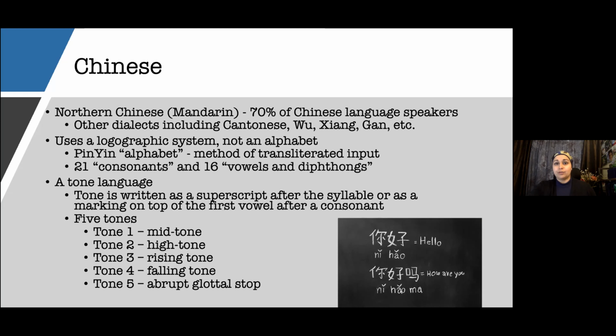And it's a tonal language. What that means is it uses pitch. The pitch of the phoneme is actually distinguishing the meaning of the word. So when your pitch changes, you'll hear a lot of sound change, going up and down in Chinese, and that is actually them changing the meaning of the word that they are stating. Tone is written as a superscript after the syllable, or as a marking on top of the first vowel after a consonant. And there are 5 tones, from mid-tone, high, rising, falling, and then an abrupt glottal stop.